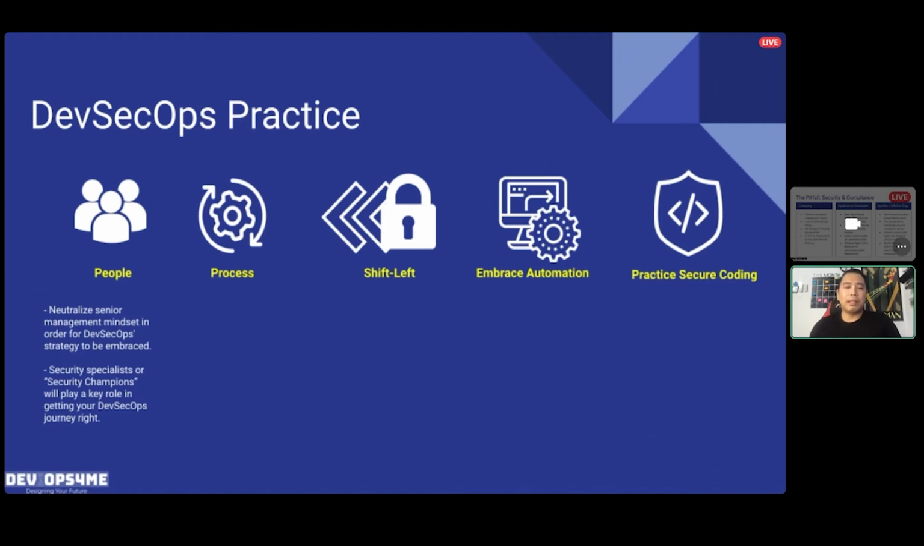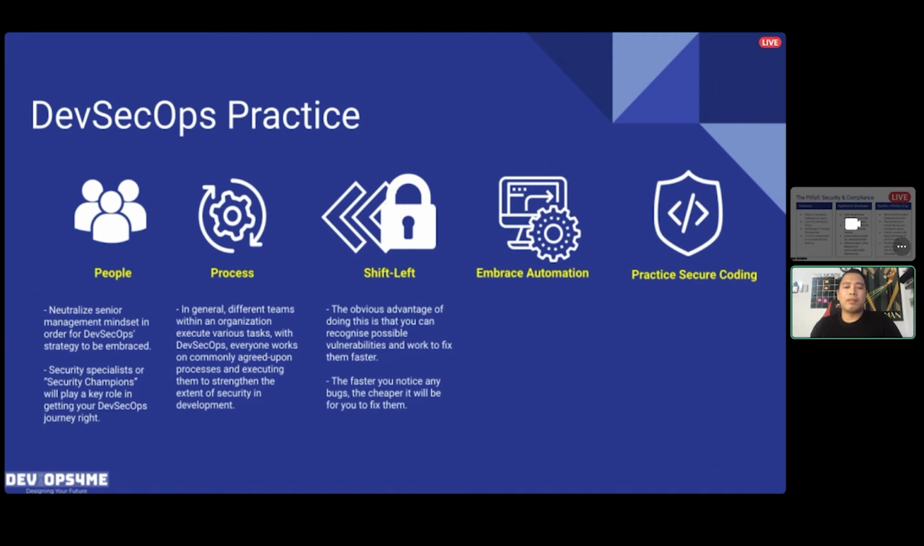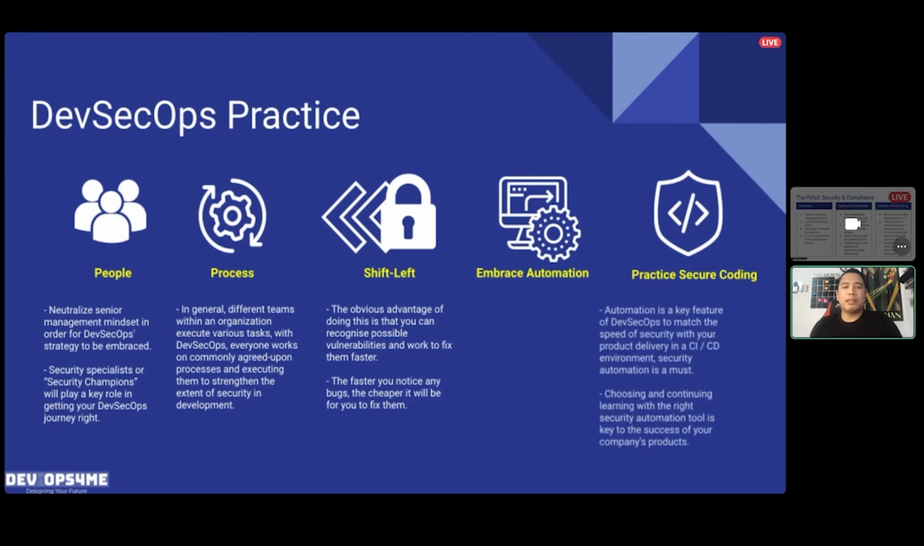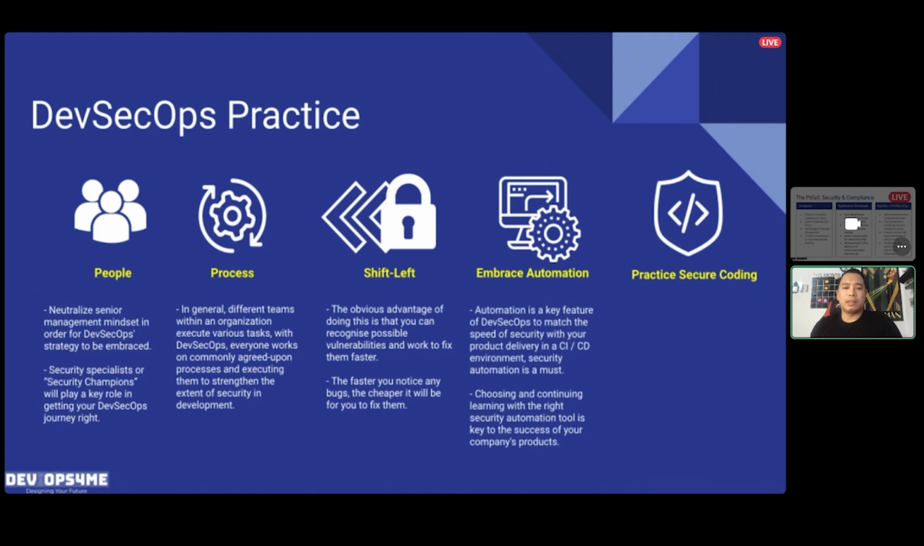The second practice is process. In general, different teams within an organization execute various tasks. With DevSecOps, everyone works on a commonly agreed process and executes it to strengthen and extend our secure development. The third practice is shift left. As I mentioned earlier, this approach gives you the advantage of detecting security issues and fixing them faster. The next practice is automation.